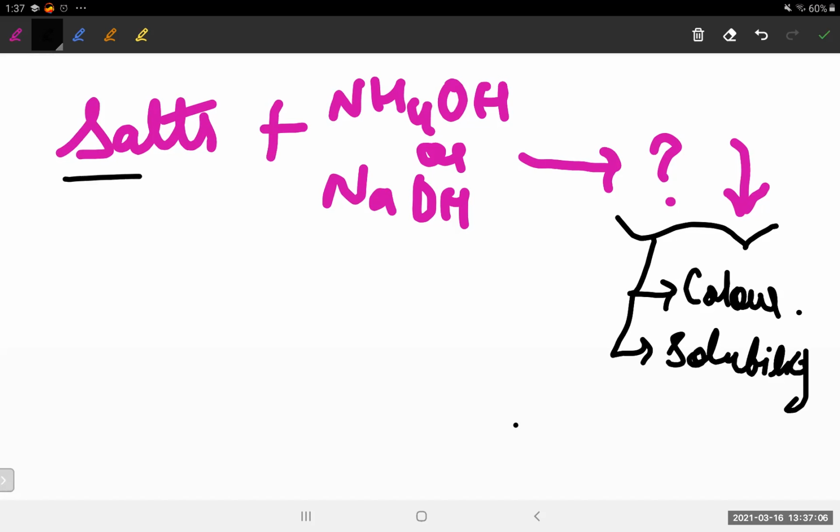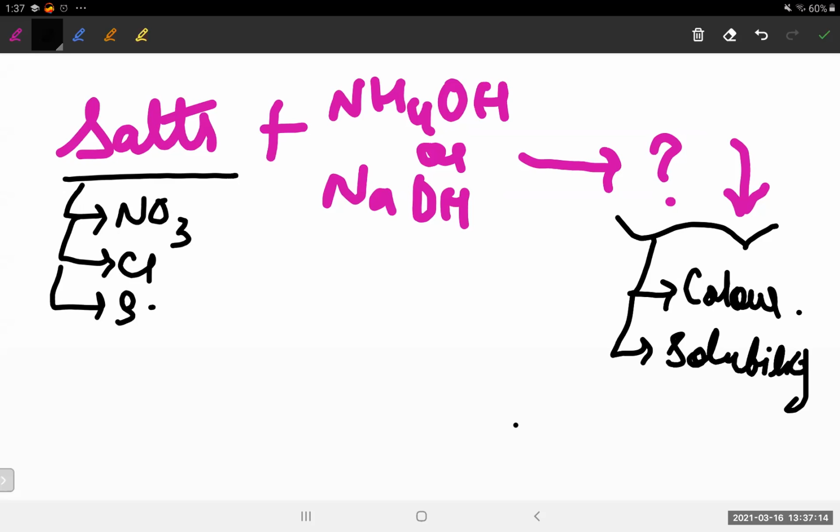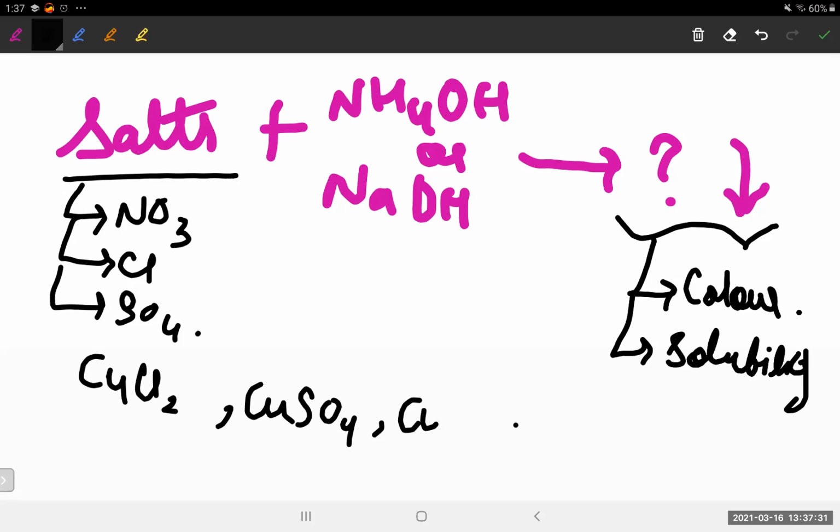Which types of salts can there be? There can be nitrate salt, chloride salt, sulfate salt. So every type of salt possible we'll make. Let's talk about copper. What can we make of copper? CuCl2, or CuSO4, or Cu(NO3)2, copper nitrate, cupric nitrate.